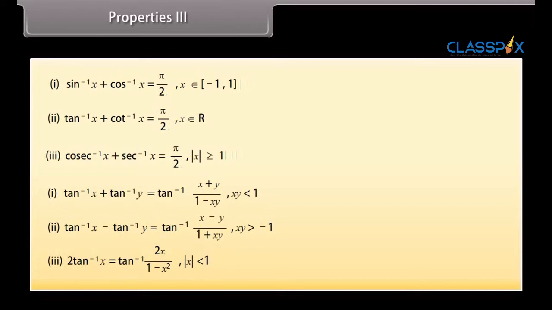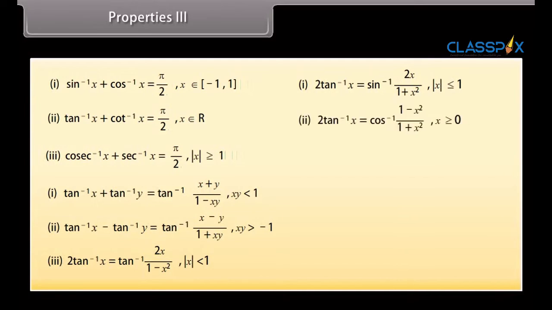2 tan inverse x is equal to tan inverse 2x by 1 minus x square. Modulus of x is less than 1. 2 tan inverse x is equal to sine inverse 2x by 1 plus x square. Modulus of x is less than or equal to 1. 2 tan inverse x is equal to cos inverse 1 minus x square by 1 plus x square. X is greater than or equal to 0. 2 tan inverse x is equal to tan inverse 2x by 1 minus x square. Minus 1 is less than x is less than 1.